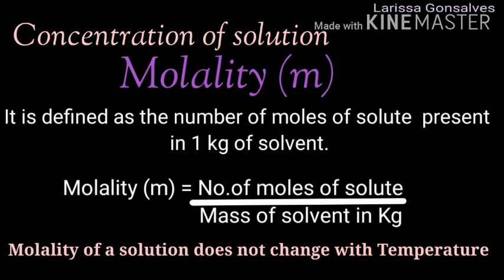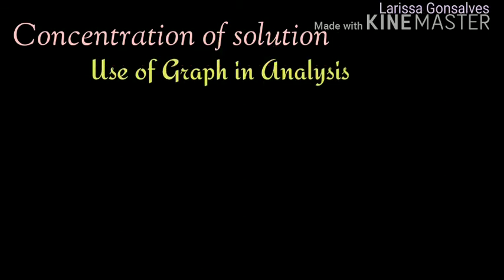unaffected with temperature. In laboratories, a solution of desired concentration is prepared by diluting a solution of a known higher concentration. So the solution of higher concentration is called the stock solution. Last topic under this chapter is use of graph in analysis. Analytical chemistry also involves deducing some relationships between two or more properties of matter which are under study.